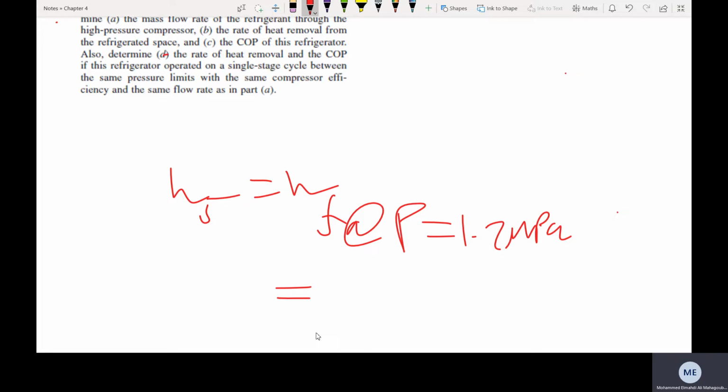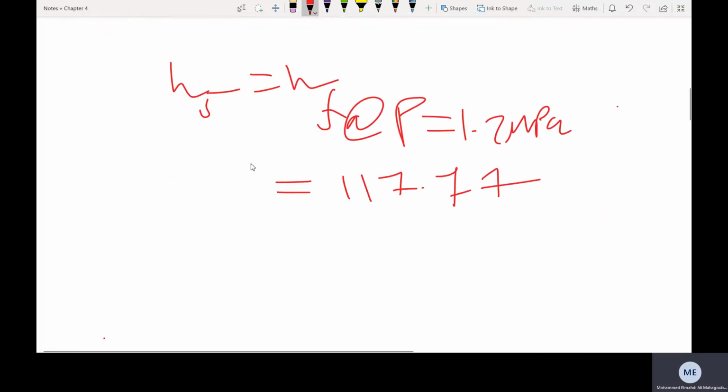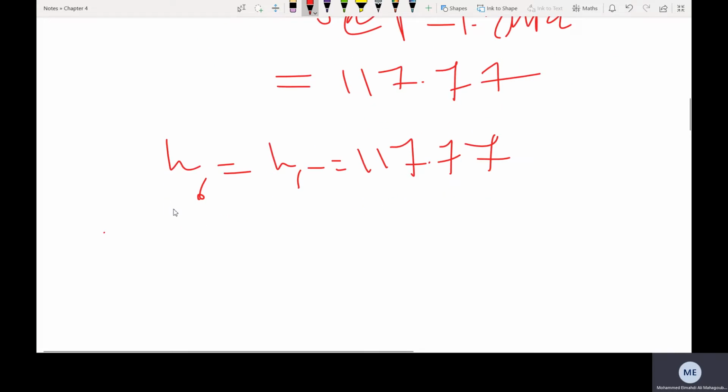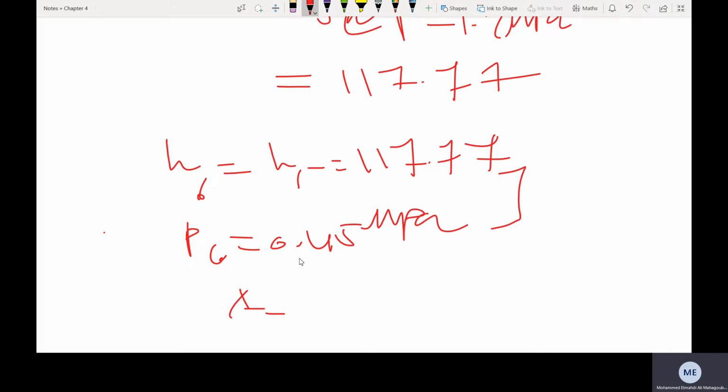Okay, H5 with 1200, I have 117.77. Is that correct? Yes, 117.77. Okay, this is my H5. And now H6 is equal to H5, which is equal to 117.77. What's left for us is to calculate X6. The pressure at 6 is equal to 0.45 megapascals. So check those two conditions and from them get what is your X.